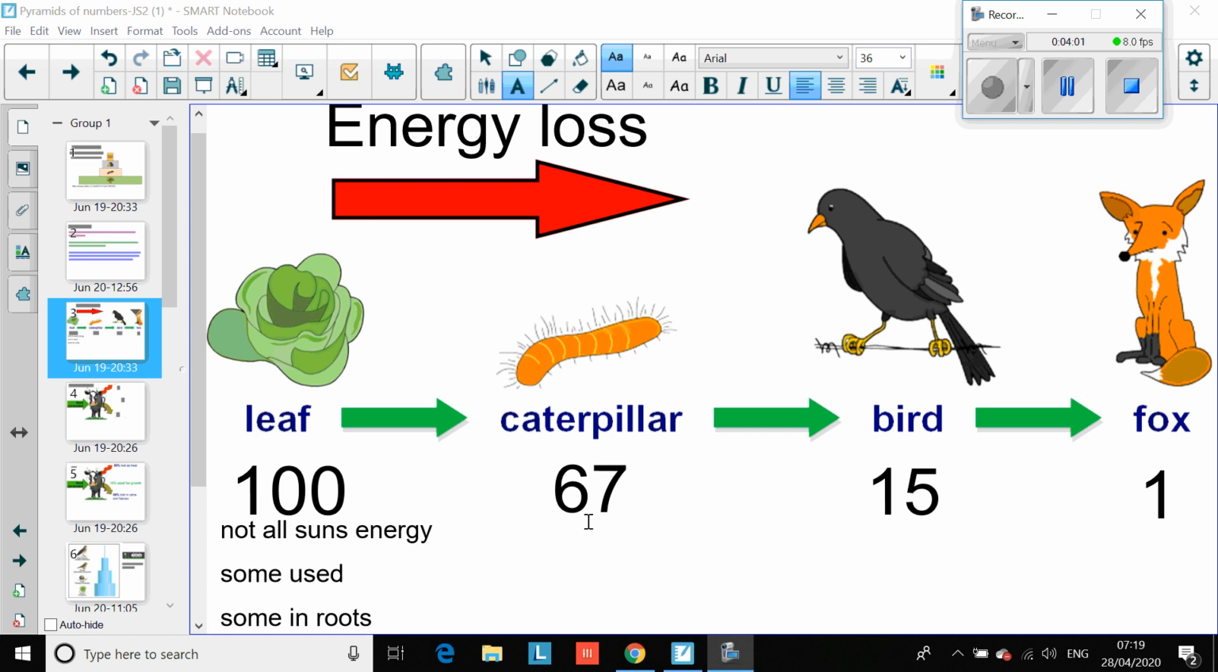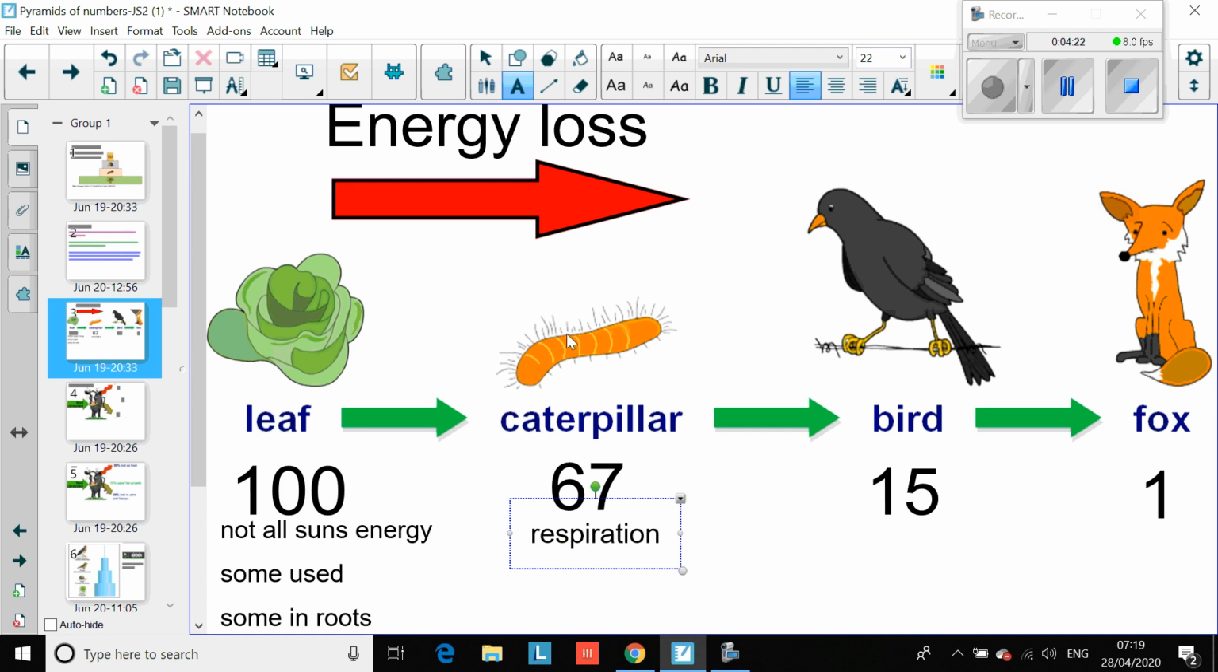So what I want you to do is think of other ways in which these organisms use their energy. So let's just quickly go to the caterpillar. Now, the caterpillar is a living thing, and like all living things, including the leaf, caterpillar, the bird, and the fox, they do respiration. So that one would appear in all of them. It's a chemical reaction that releases energy.